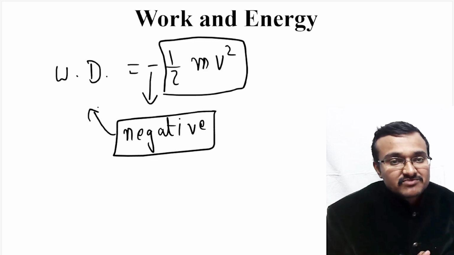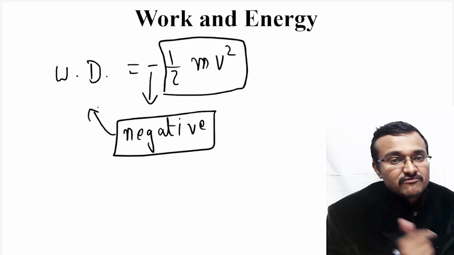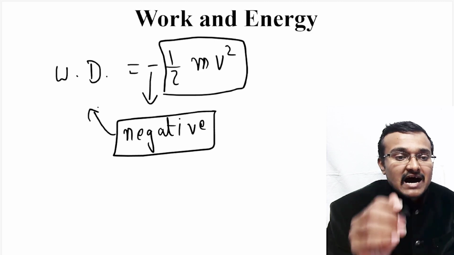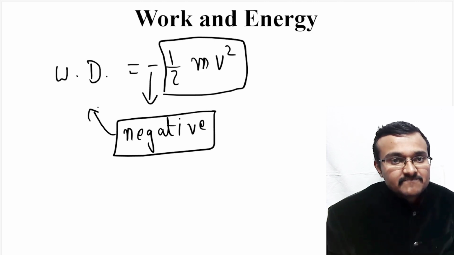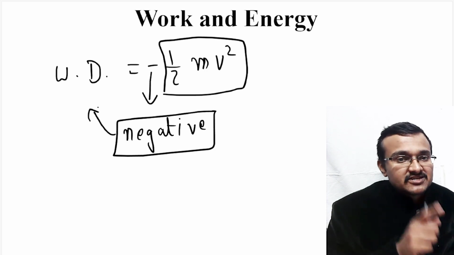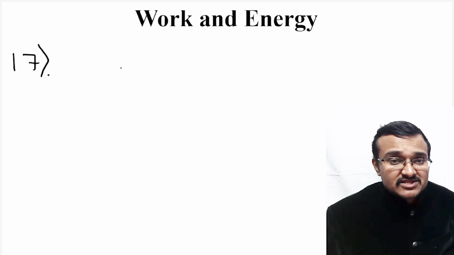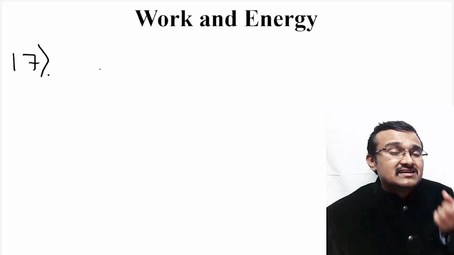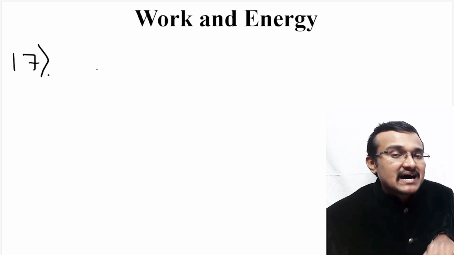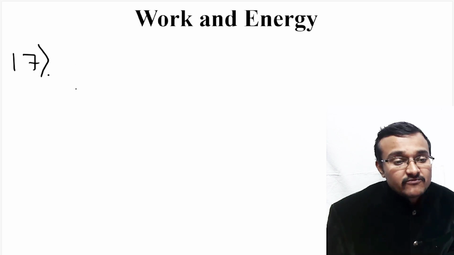So this negative sign indicates that work has been done in the opposite direction to the direction of motion of the object. So half mv square is the work done to bring this object to rest, in the opposite direction to the direction of motion of this object. Coming to the 17th question, here they have given the value for mass and the value for velocity. So here also you should calculate work done.